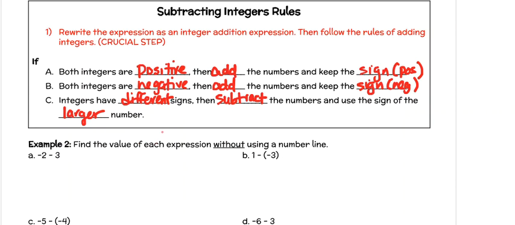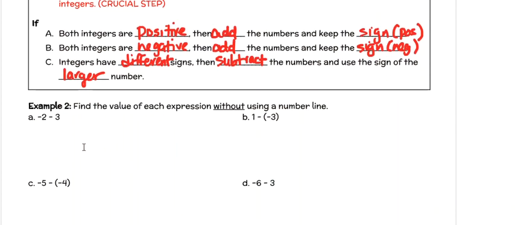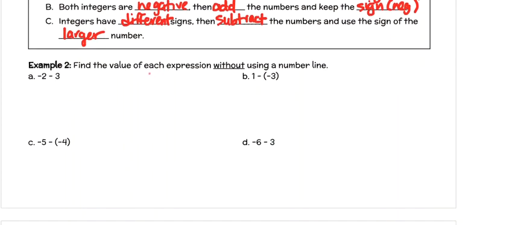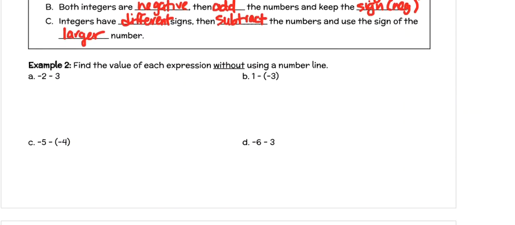So find the value of each expression without using a number line. So let's change this and again, the first step, the crucial step, is rewriting this as an integer addition expression. So what that means is instead of having a subtraction sign, you want an addition sign. The way you would go about doing this is doing negative 2 plus, because this is a negative number, this also means a negative 3. You're adding a negative 3 to that. So negative 2 minus 3 is the same thing as saying negative 2 plus negative 3.